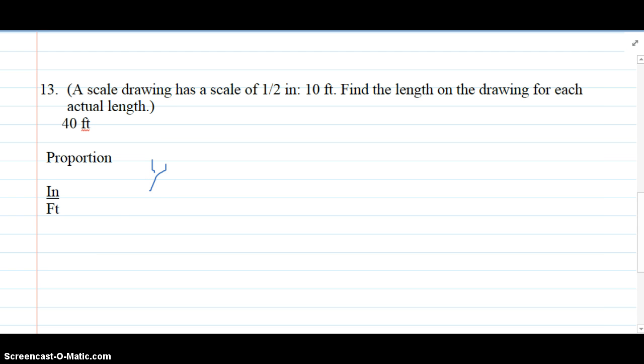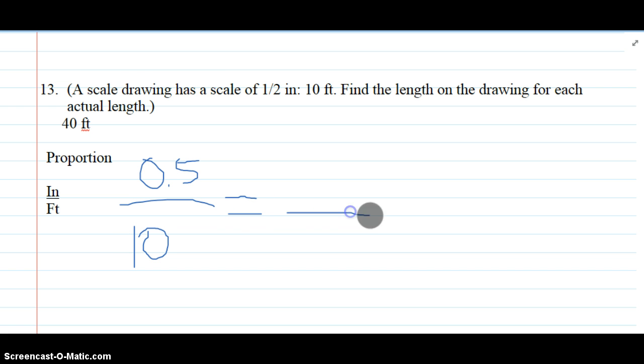I'm going to use a decimal actually. So I'm going to use 0.5 for every 10 feet. And that's going to be equal to, and what I'm given is 40 feet. So the 40 feet will go into my denominator because feet is in my denominator. And I'm looking for the inches, the drawing length.